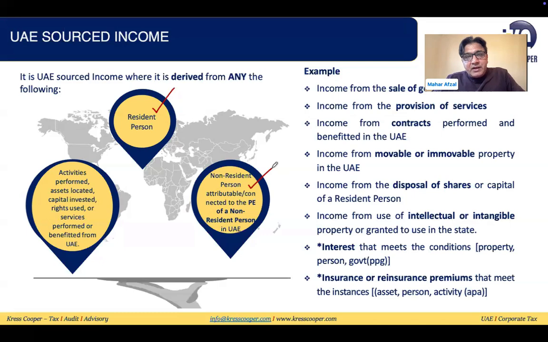If the activities are being performed in the UAE, it will be considered UAE source income. If these activities are being performed out of the UAE, it will be considered foreign source income. What type of activity? Sale of goods, provision of services, contract, movable or immovable property, these are all activities. If these activities are being performed out of the UAE, I will say this is a foreign source income.